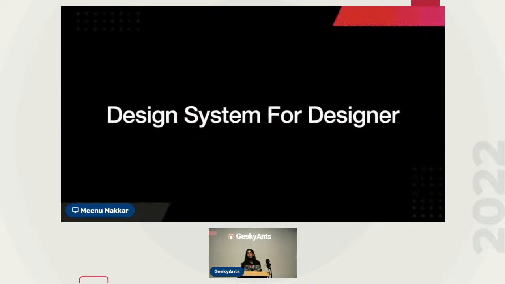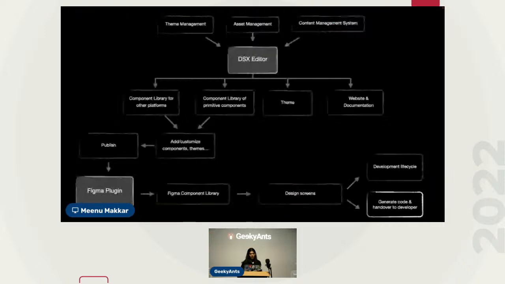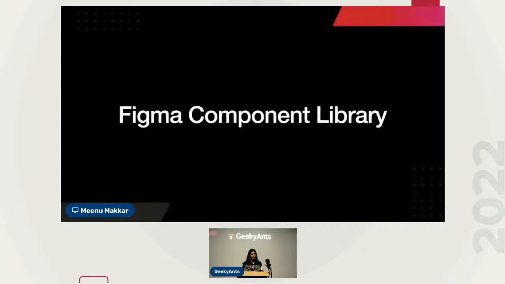So now we'll talk about how this design system builder tool works for designers. We made a Figma plugin which generates a Figma component library for you, and it has a single source of truth. The component library is the single source of truth, and the Figma component library that it generates has the same values. So the chances of inconsistency are very low. So we'll see how we are building the component library out of it.